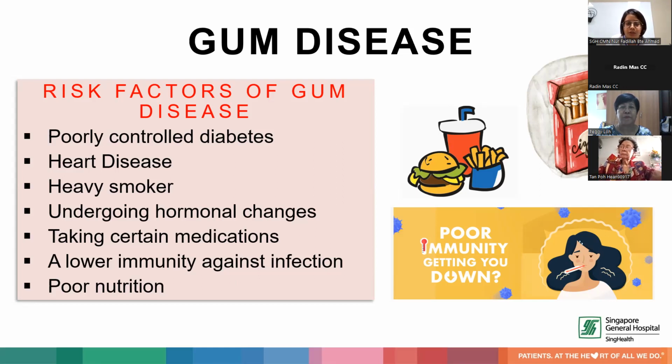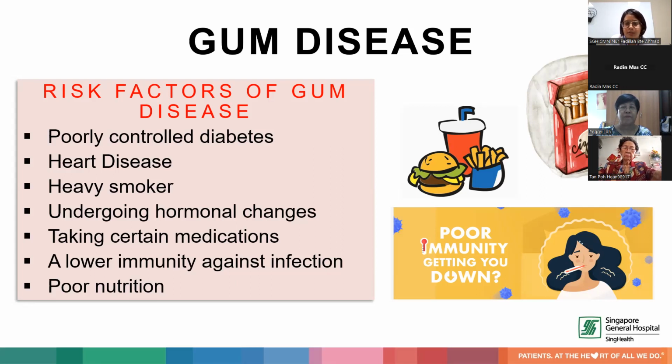Next will be hormone changes. Hormone fluctuations can occur during puberty, menstruation, pregnancy, and menopause. They may affect the gums and increase a woman's risk of periodontal disease. Any pre-existing periodontal disease can become more severe on top of that.